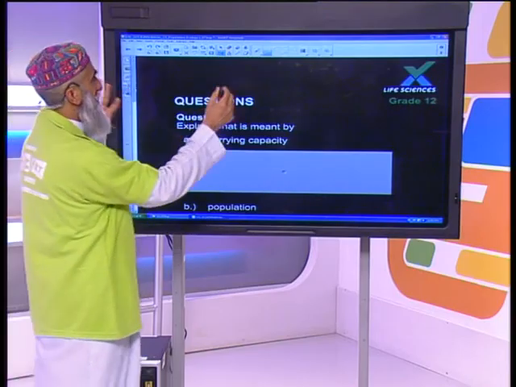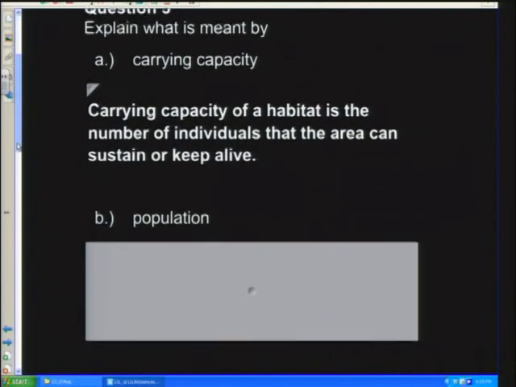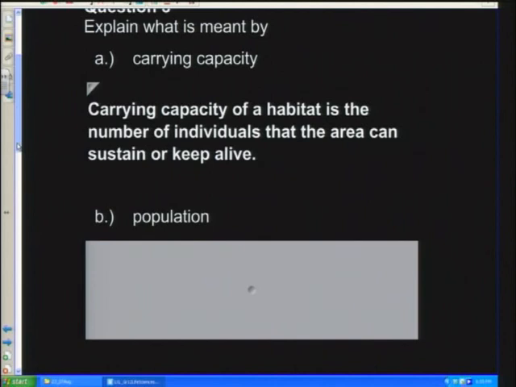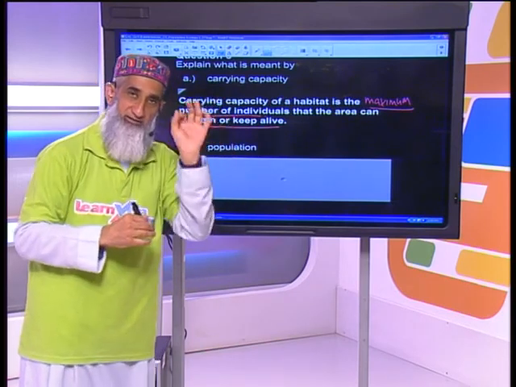Question 3 asks a simple definition type of question. It says, explain what is meant by carrying capacity. And we've done that already. Carrying capacity of a habitat is the maximum. You must write this word maximum. In last year's exam, if you did not write the word maximum, they didn't give you the mark. Maximum number of individuals that the area can sustain or keep alive. Okay? So, again, coming back to the liter bottle: if it can only take 1 liter, 1 liter is its carrying capacity.